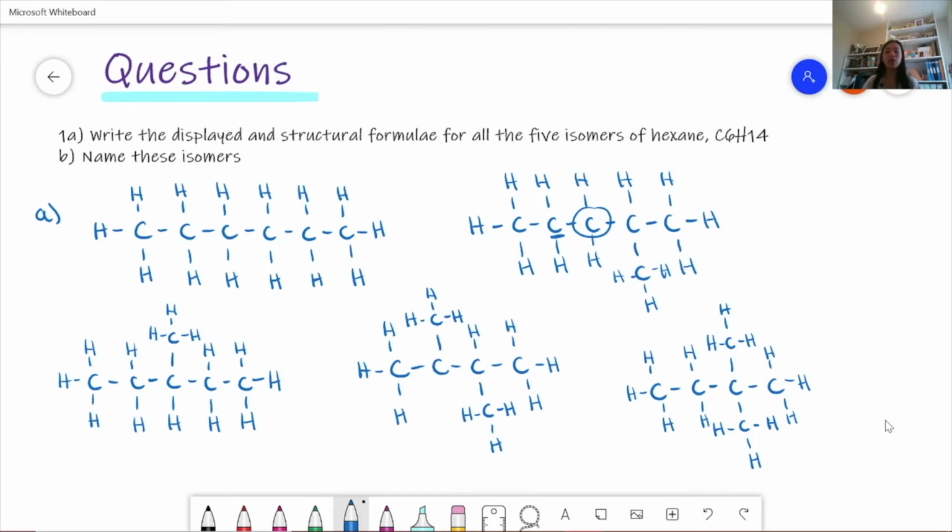And these are all 5 of the isomers of hexane, because no matter how you twist them and rotate them, none of them will ever look the same as each other, but they all have the same molecular formula of C6H14. That's the definition of an isomer, is that they have the same molecular formula but different structural formulas. So now we're going to look at the structural formulas.